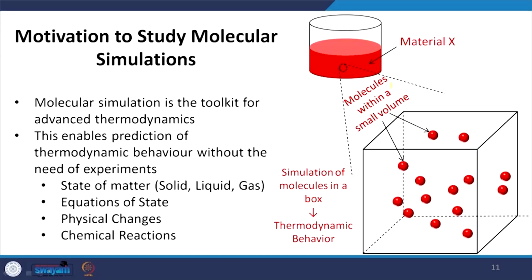And the way it is going to work is that if I look at any particular system, it is actually composed of molecules. So, as you can see, if I look at any material X right here, ultimately this material is going to be composed of molecules. So, what I am doing right here is representing a system of molecules that is like a small cross section of the material itself.